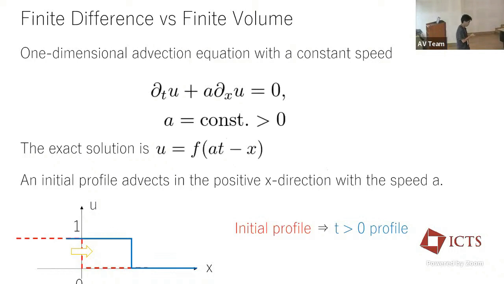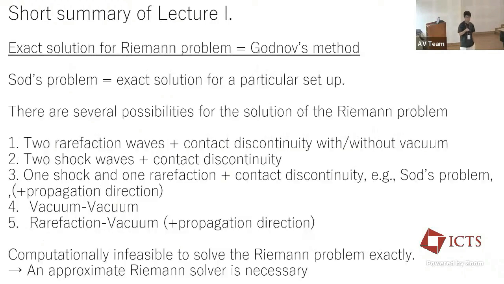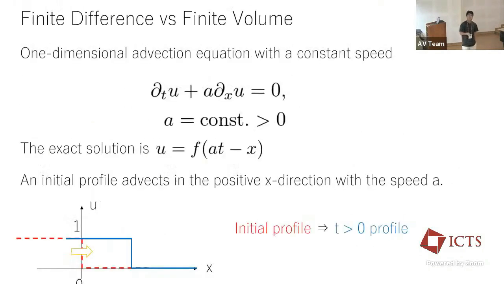So I want to explain how to solve the Euler system, but before jumping into how to solve these system equations numerically, I want to start from a super simple scalar equation given by this equation. U in this case is just a scalar field. It doesn't describe the velocities.